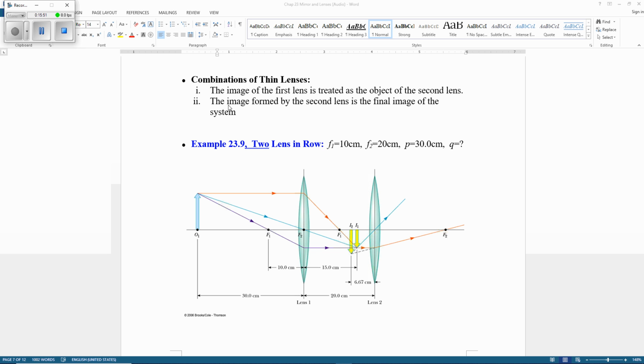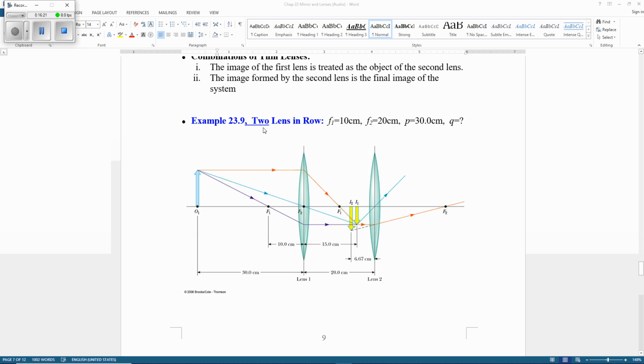Okay, so now the image formed by the second lens is the final image for the whole optical system. So work one at a time: find the image of the first one, then treat that as the object of the second one, then you find the image of the second one, which is the final image for the system.